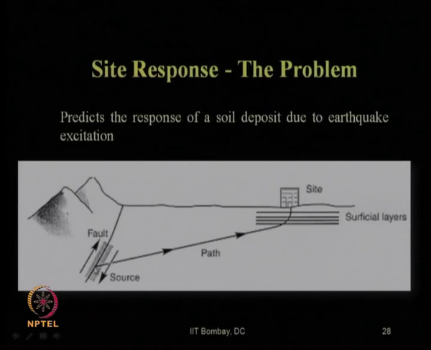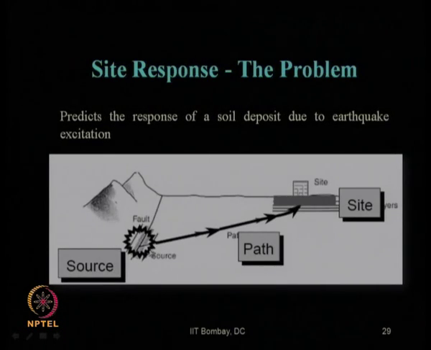So, the typical steps or regions involved, you can see, are the source, then the path through which these seismic waves are traveling, and finally, the site in which we are interested. In the site response analysis, we want to know the response of this site corresponding to an earthquake occurring nearby or far away, which is occurring at a source and reaching us through this medium of path.